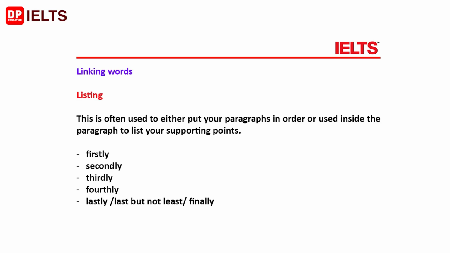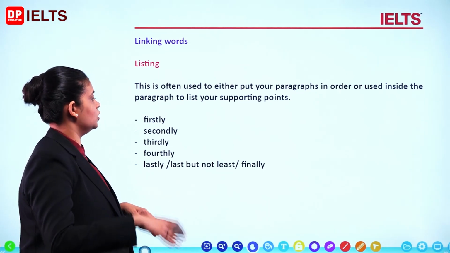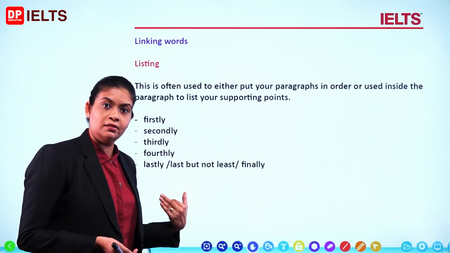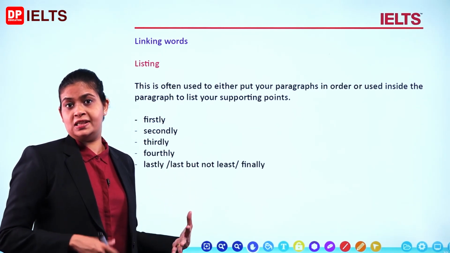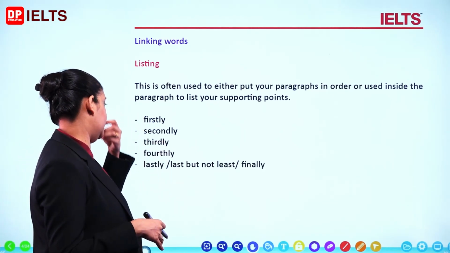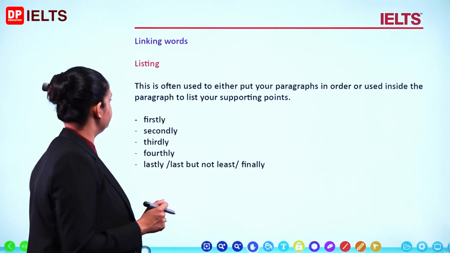Right, so here are some of the linking words that you could use for listing, right? So listing is usually when you want to put the ideas in order. Sometimes used for task 1, especially when you're writing a process. Firstly, secondly, next, thereafter, finally, right? So here are some of the words you could use.